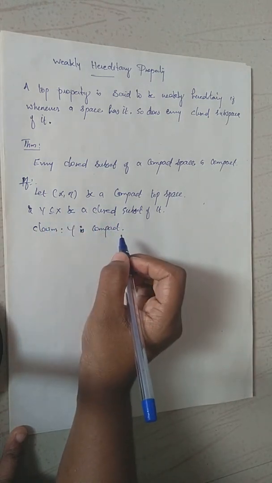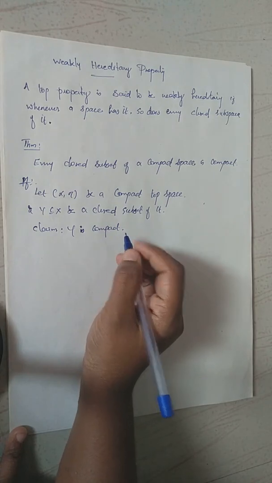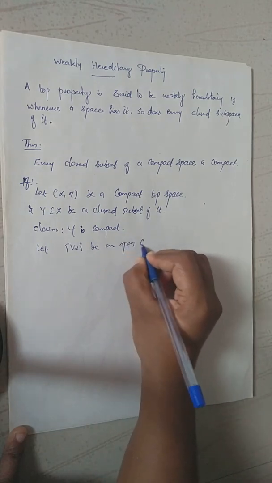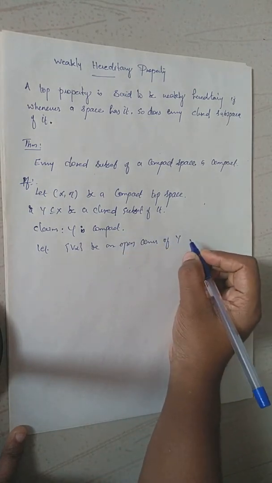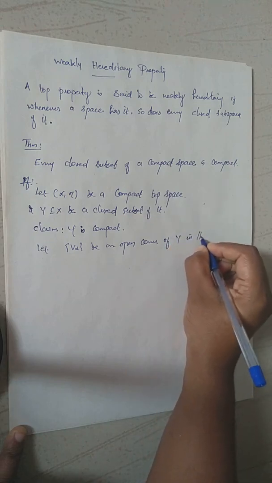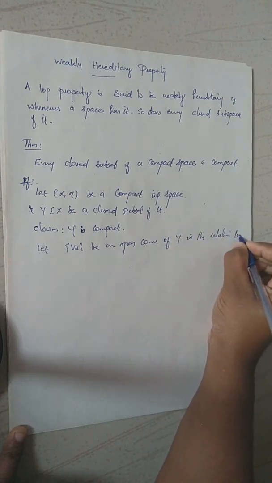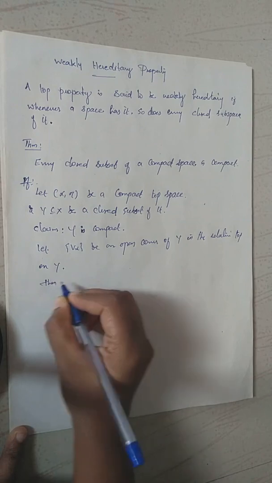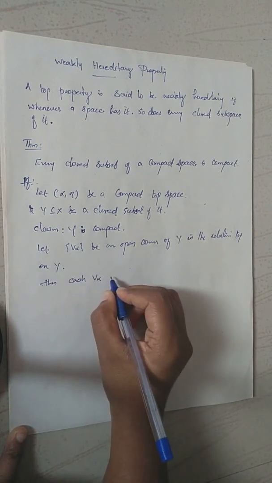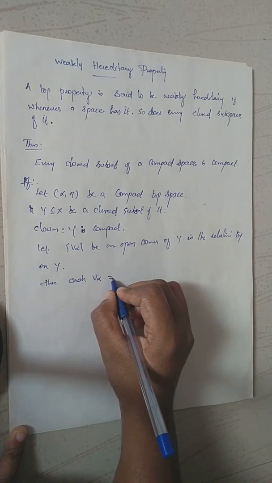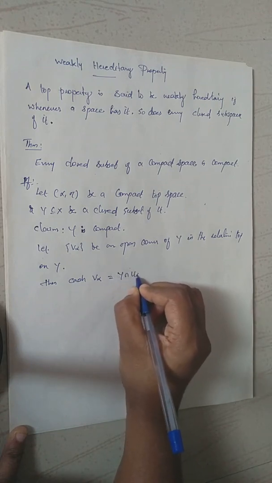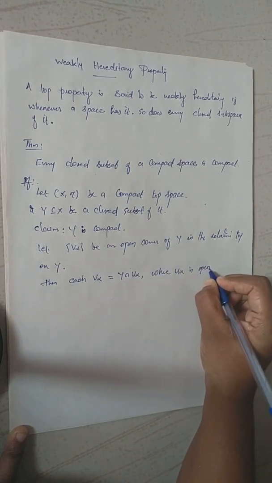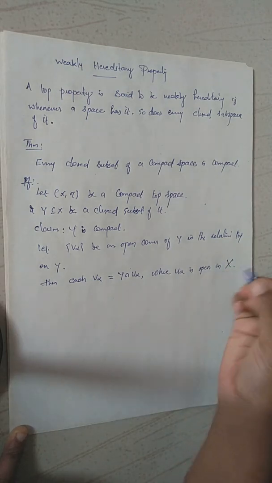Okay, so I have to consider that every open cover has a finite subcover in the relative topology. So let the collection V alpha be an open cover of Y in the subspace topology or relative topology on Y. Then each V alpha is of the form Y intersection U alpha, where U alpha is open in capital X, or with respect to tau.